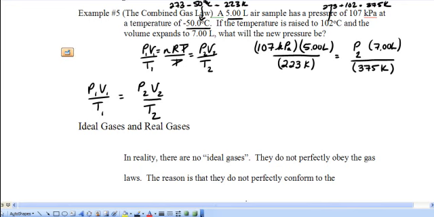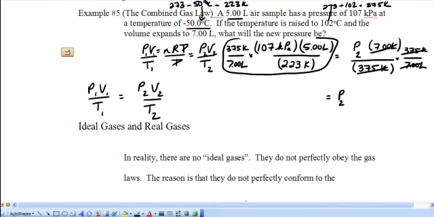Now we just need to solve for P2, so we're going to multiply by 375 Kelvin over 7 liters. The 7 liters divide out on that side. The 375 Kelvin divide out as well. And now P2 is simply going to equal this quantity, which is going to be 128 kilopascals. Okay?